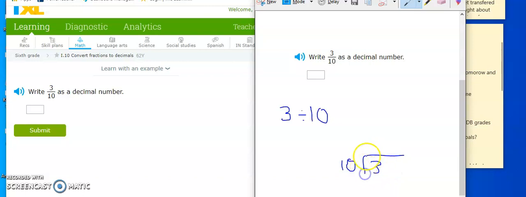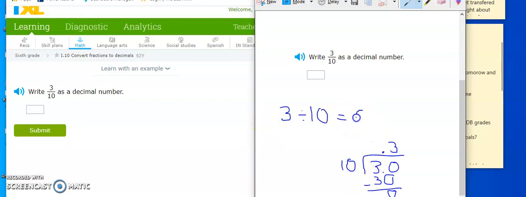I know that I can't take 10 away from 3, so I need to put my decimal point and then add a 0 behind it. Now I'm looking at the number 30. I bring that decimal up and think, how many times can I take 10 out of 30? I can take 10 out of 30 3 times, because 3 times 10 is 30. If I subtract that, I'm left with 0 remainder. So 3 divided by 10 is 0.3.